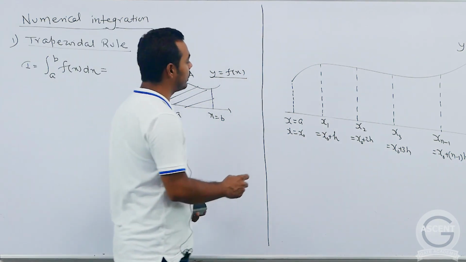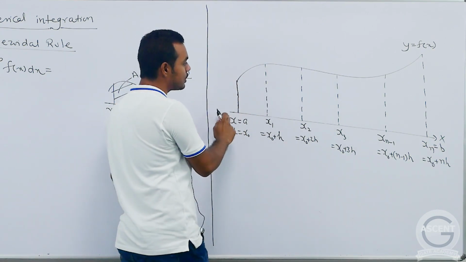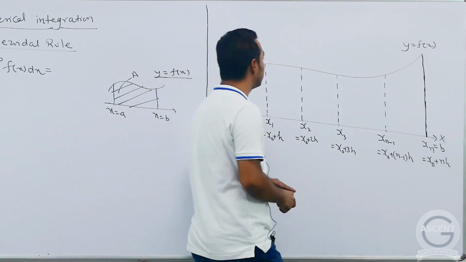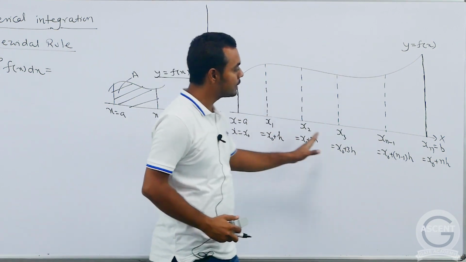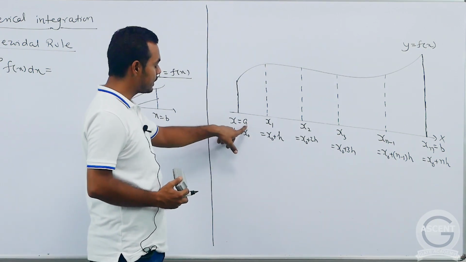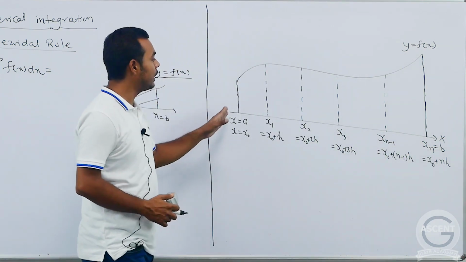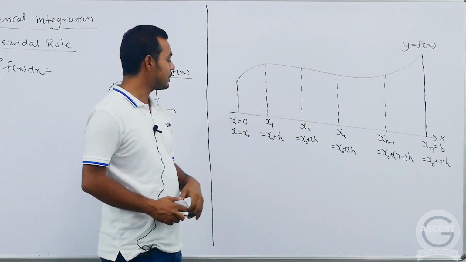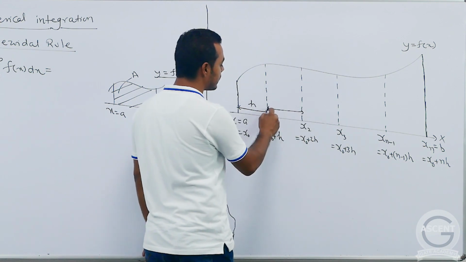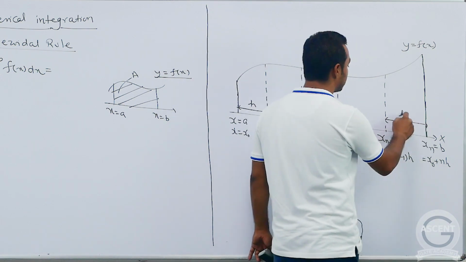Now in the trapezoidal rule, suppose we have this curve y equals f of x, this line is x equals a, this line is x equals b. We have to evaluate the area under this curve between these two lines. The starting point is x equals a and the last point is x equals b. Between these two points we divide this entire region by a number of vertical lines, and the distance between each two consecutive lines is constant. This distance is h, this distance is h, and similarly the distance between the last two lines is also h.